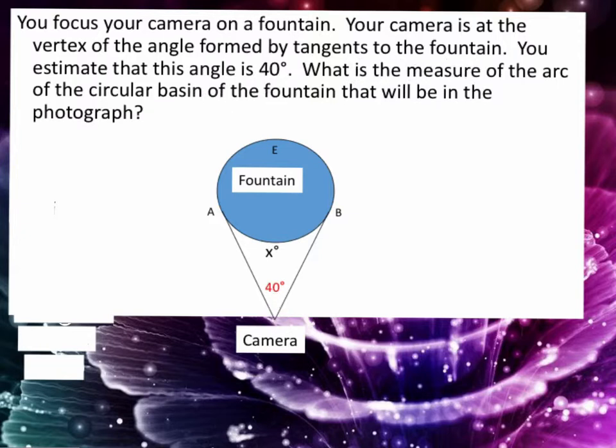You estimate that this angle is about 40 degrees. What is the measurement of the arc of the circular basin of the fountain that will be in the photograph? So then what is the measurement of this arc here, which is x? Go ahead and use the theorems to help you and bring any questions you have to class.